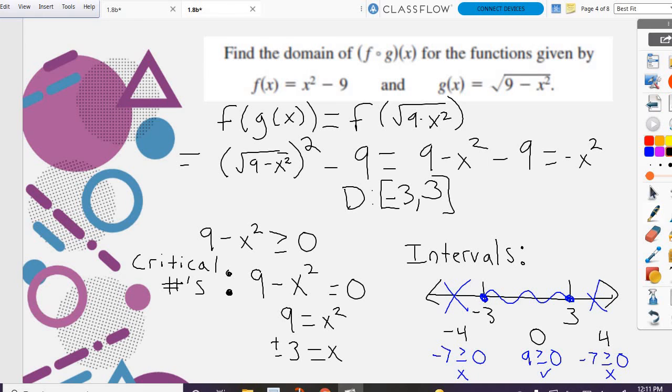Questions on that? So again, remember, if it's a restriction of one of our functions, it's also going to have to be a restriction of our final answer. So you're kind of having to combine the domains of your different functions. Questions about that? Okay, we have one last type of problem to look at.